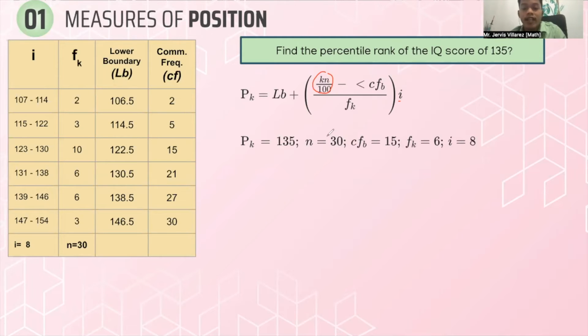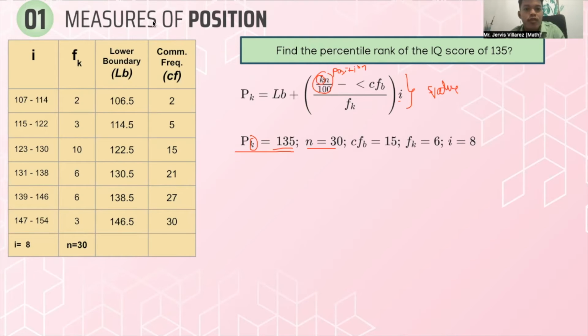Now, I already identified the values. The Pk is the score. Remember, if you're going to use this formula, this is the position, while the entire formula is the value of a certain percentile rank. So what we're looking for is the k, wherein the score that will give us is 135. What should k be in order to get a score of 135? We know that the number of items that we have is 30.